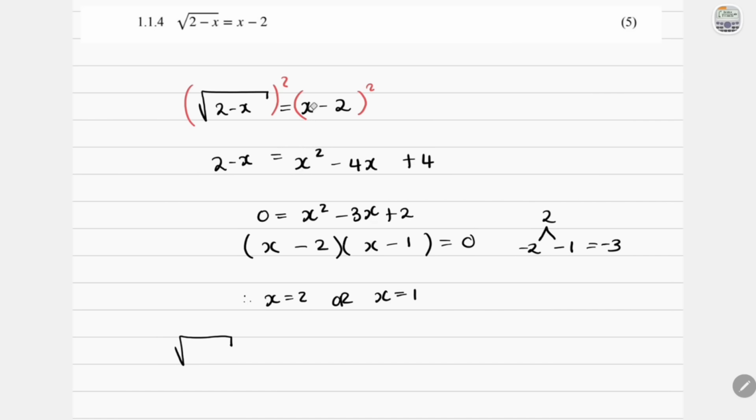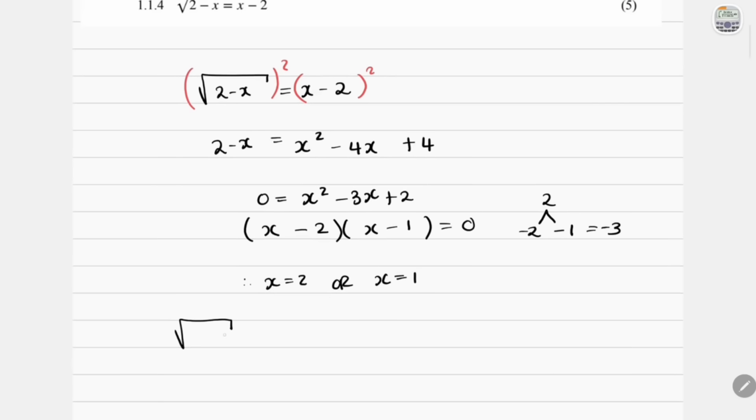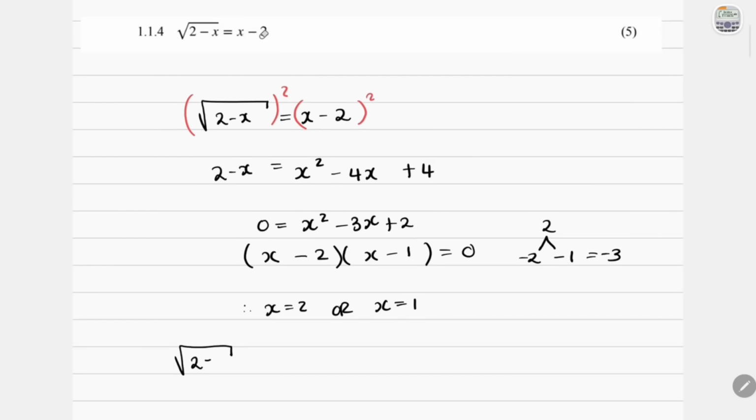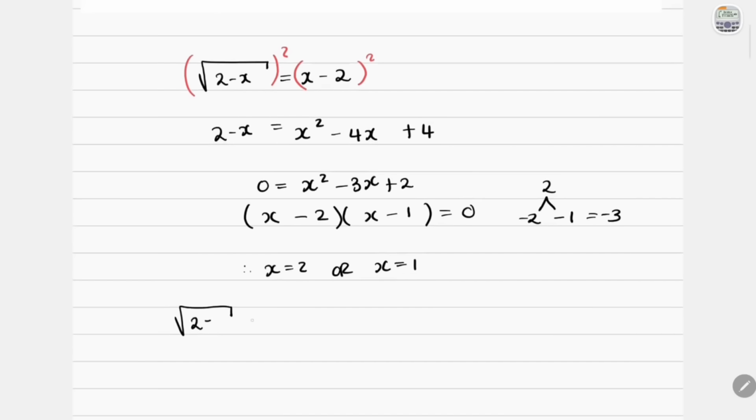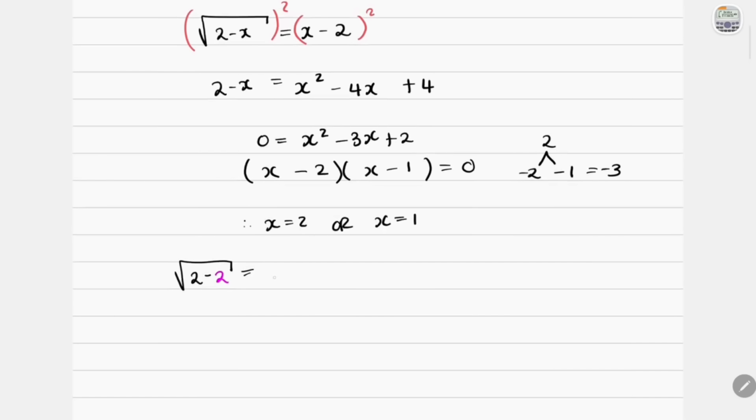Now we have a quadratic, but we didn't before. Okay, so this is 2 minus x, and it should be equal to the right hand side. So we'll try 2, the solution of 2, and then it should be equal to our right hand side, which is x minus 2. So 2 minus 2. And you can see that that is true.